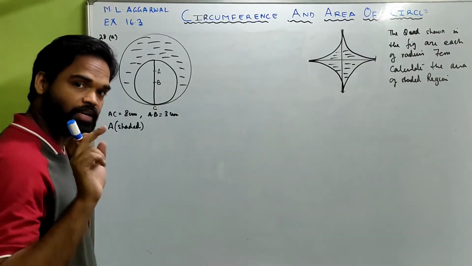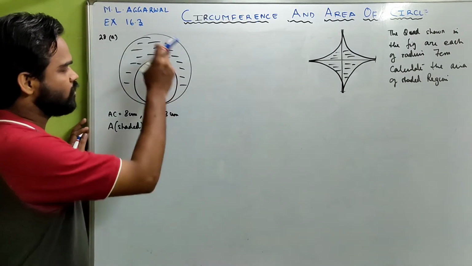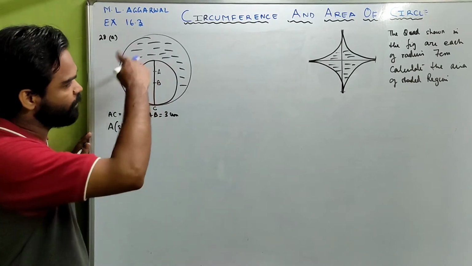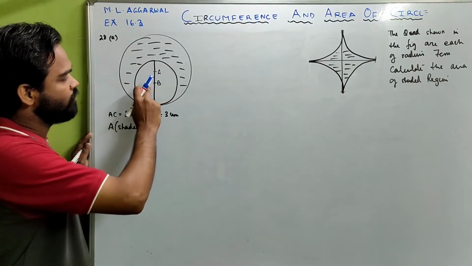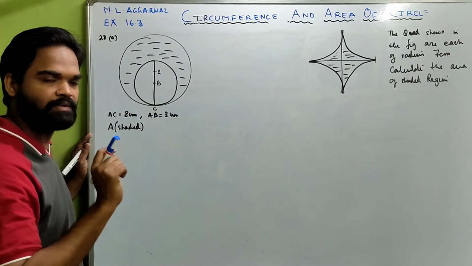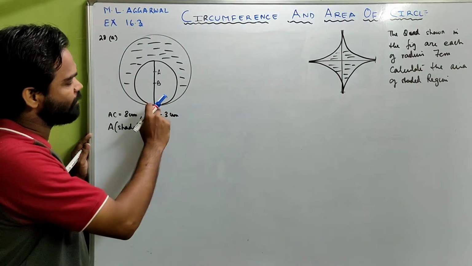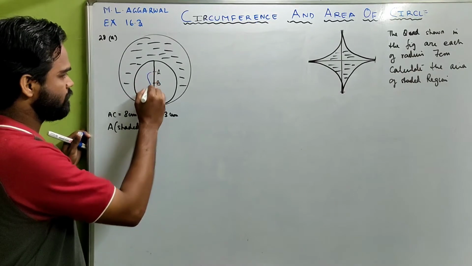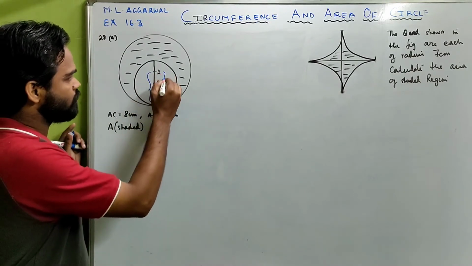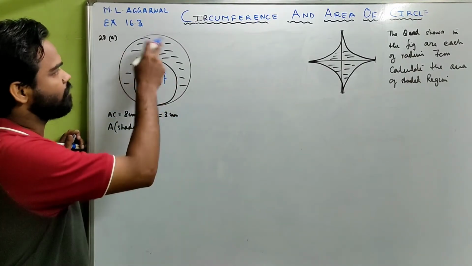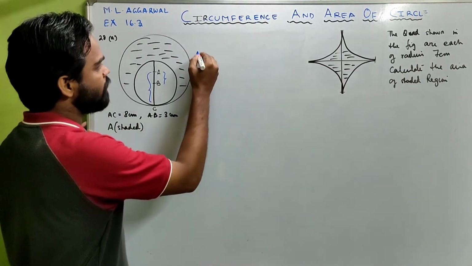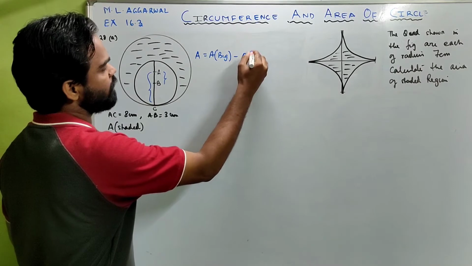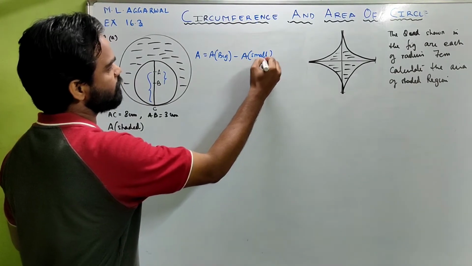Now look at this sum, 28 part A. Very interesting. There are two circles with center A and B. So for the bigger circle, the center is A. For the smaller circle, the center is B. They touch each other at the point C. If AC is 8, AB is 3 centimeter, find the area of the shaded region. Clearly, area of the shaded region is area of the big circle minus area of the small circle.